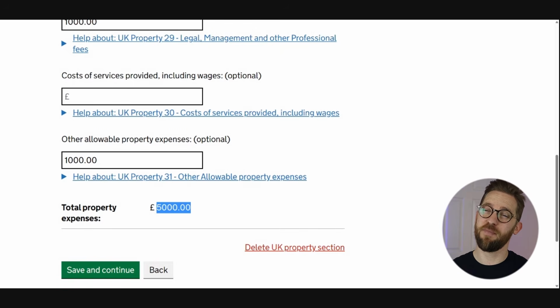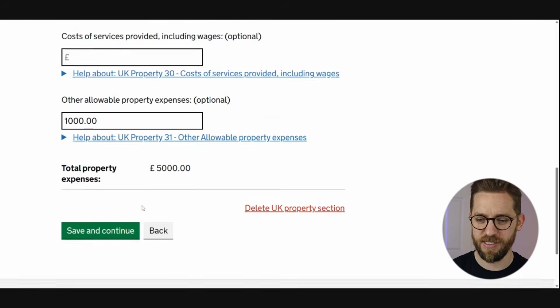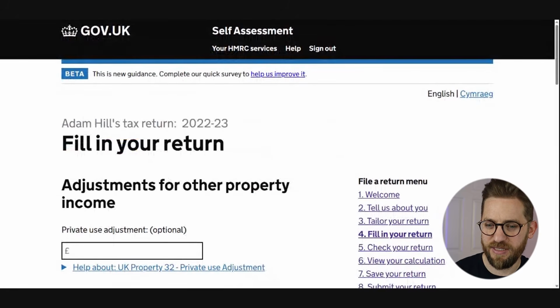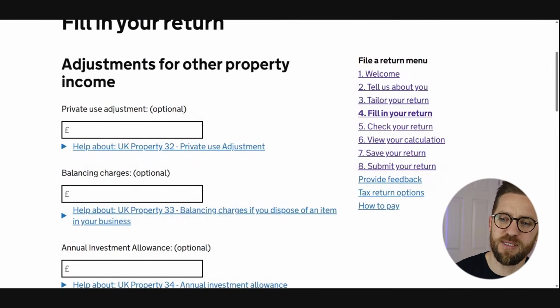The other option would be actually if you had more than £7,500 of expenses for your rent a room, you could potentially not claim that allowance and claim the expenses instead in the same way that we've done here. But in my example, I don't have any expenses under the rent a room, so I'm going to claim the allowance instead. Save and continue. Adjustments to property income.